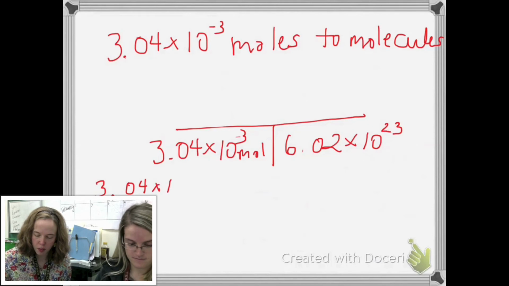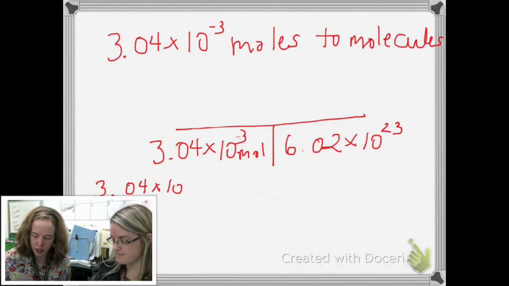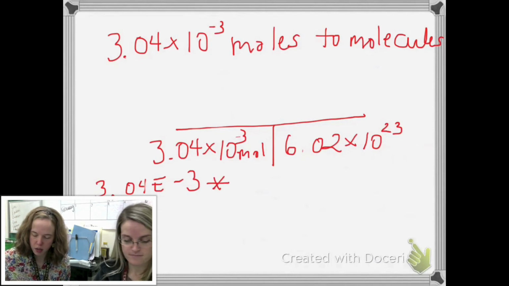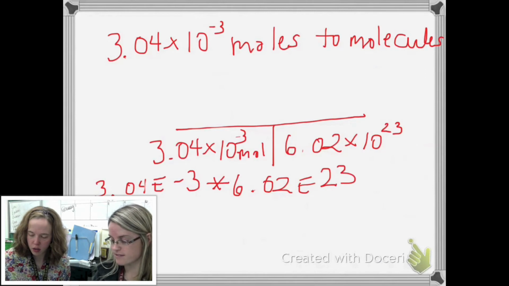So we know we're going to do 3.04 times 10. Do I put times 10 in the calculator? We're going to do the E button. E minus 3, make sure you're using the negative sign and not the minus, times 6.02 E 23.